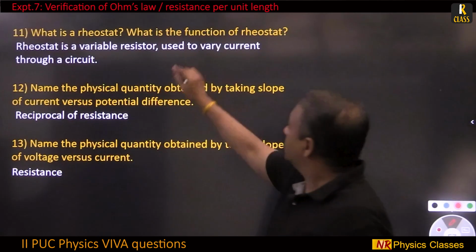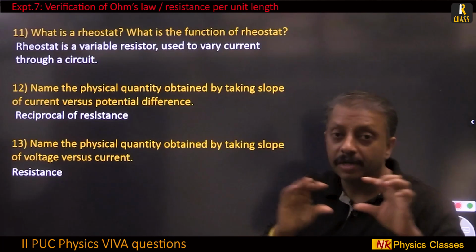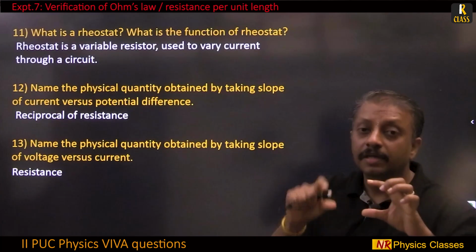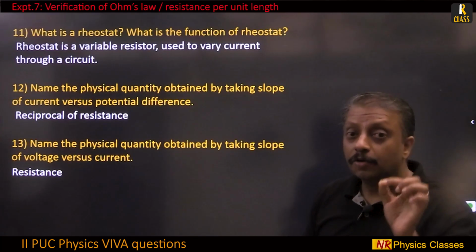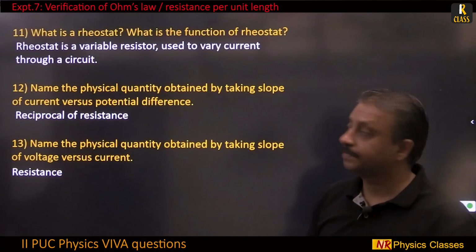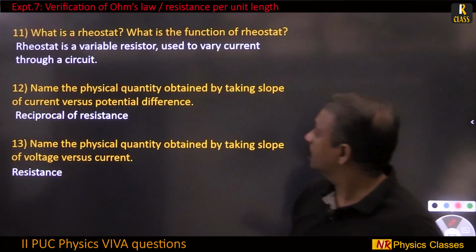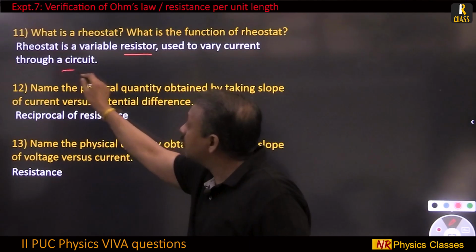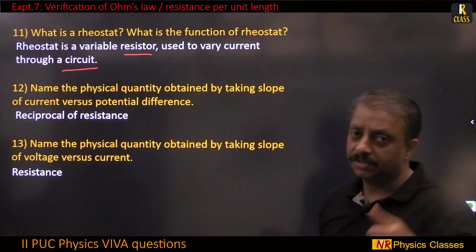What is a rheostat? What is the function of the rheostat? Rheostat is a variable resistor. It has a wire whose length can be varied. According to that, resistance changes, which is used to control current in a circuit, and to vary the potential difference. Rheostat is a variable resistor used to vary current through a circuit. Current changes means potential difference also changes.